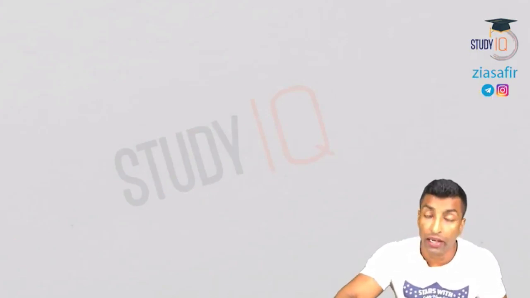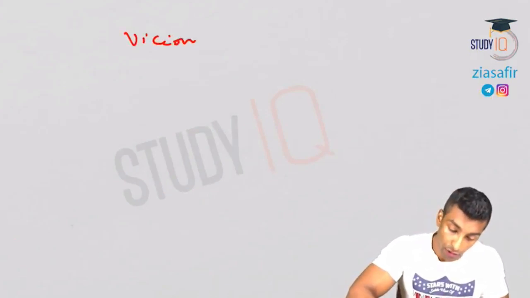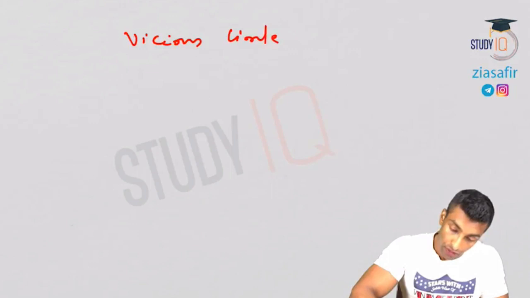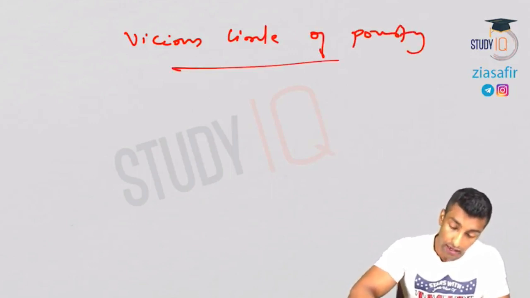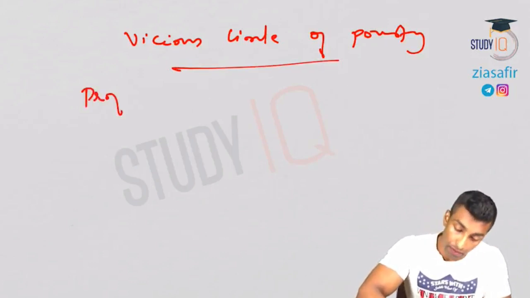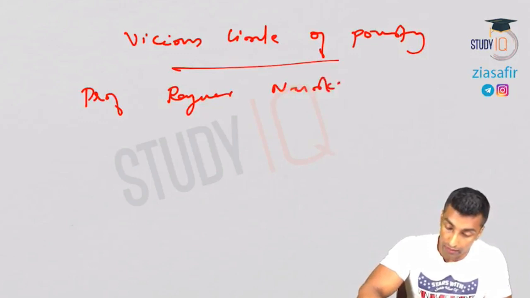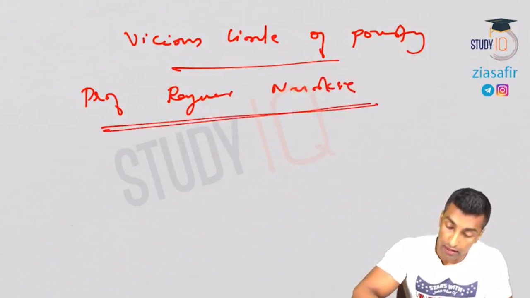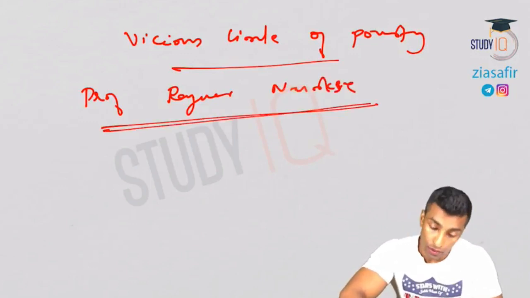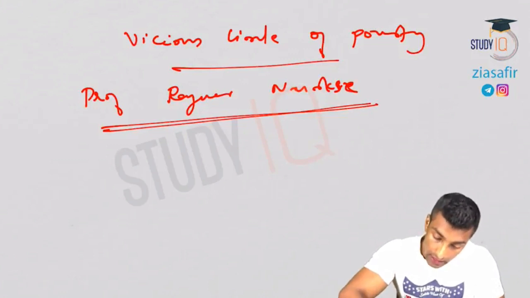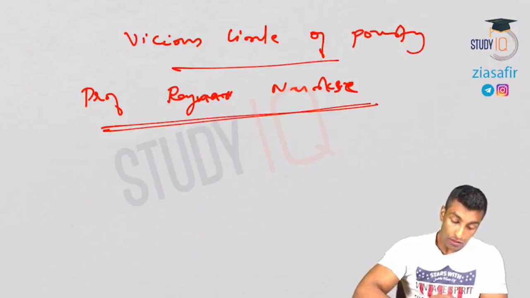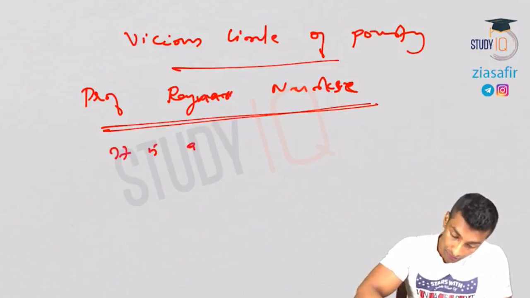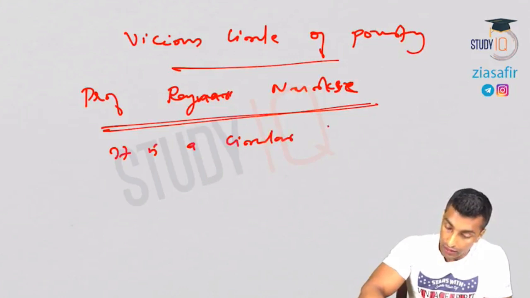One more topic I will quickly cover here, that is vicious cycle of poverty. Vicious circle or vicious cycle of poverty. The concept is actually given by Professor Ragnar Nurkse. Okay, so Nurkse, Ragnar.